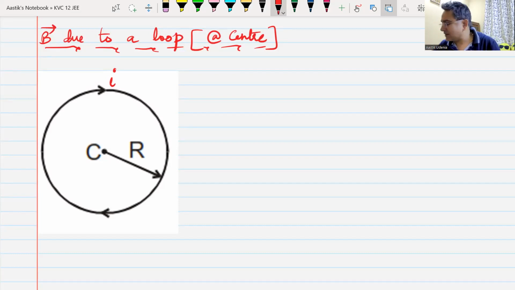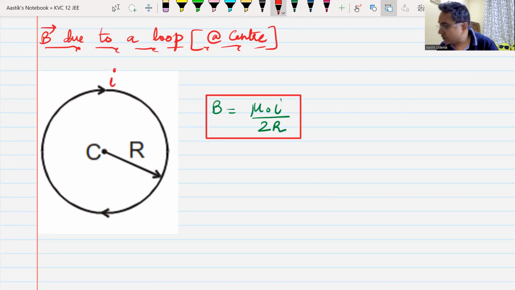You just have to remember the standard result. What is the standard result for this one? Magnetic field will be mu naught I by 2R. That is the standard result that you will have to remember for this loop. Now remember, we have assumed that there is only one turn in the loop. There could be a number of turns in the loop.